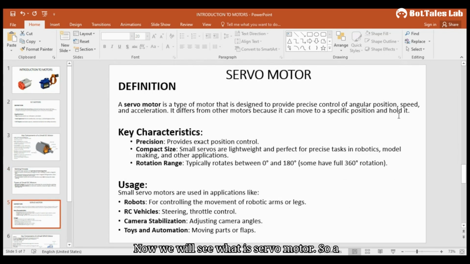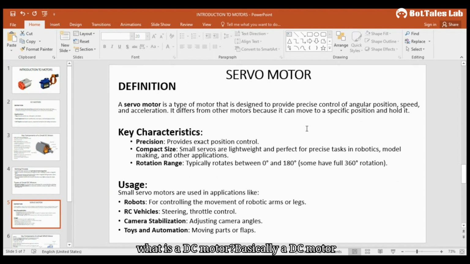Now we will see what a servo motor is. A servo motor is a type of motor that is designed to provide precise control of angular position, speed, and acceleration. It differs from other motors because it can move to a specific position and hold it.